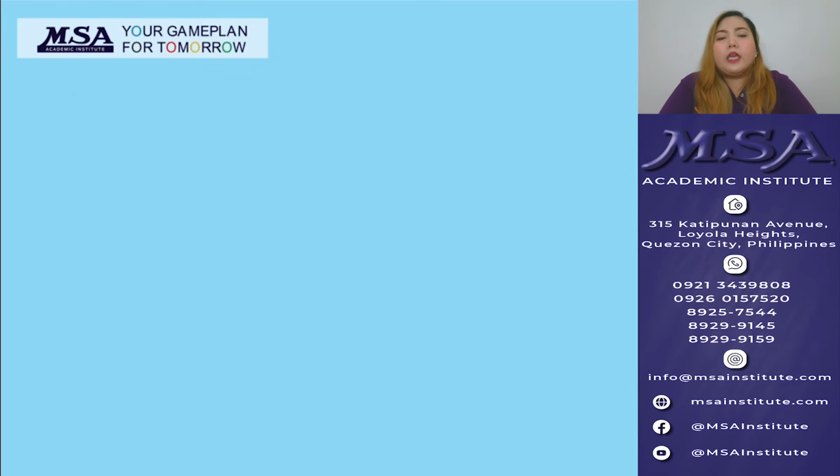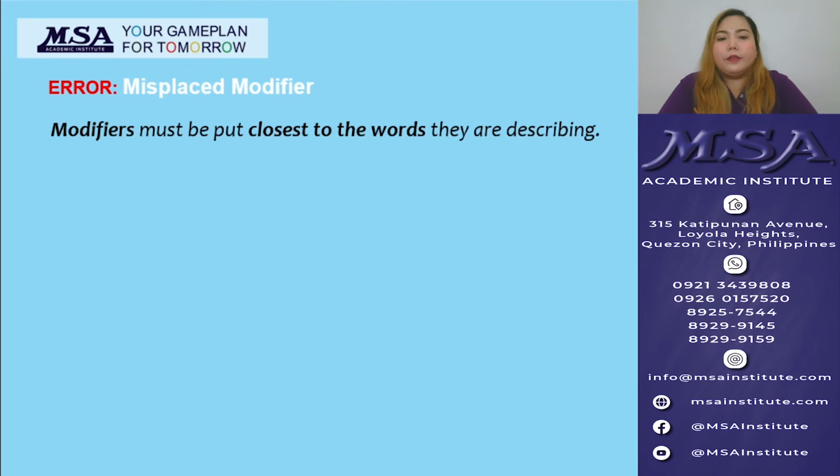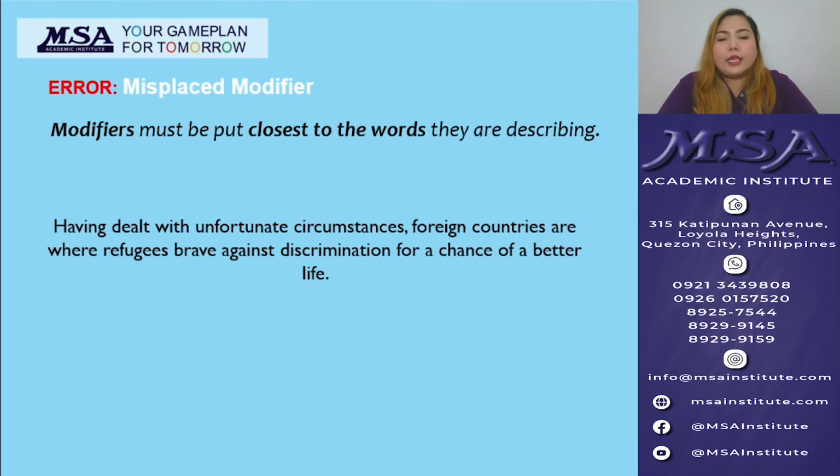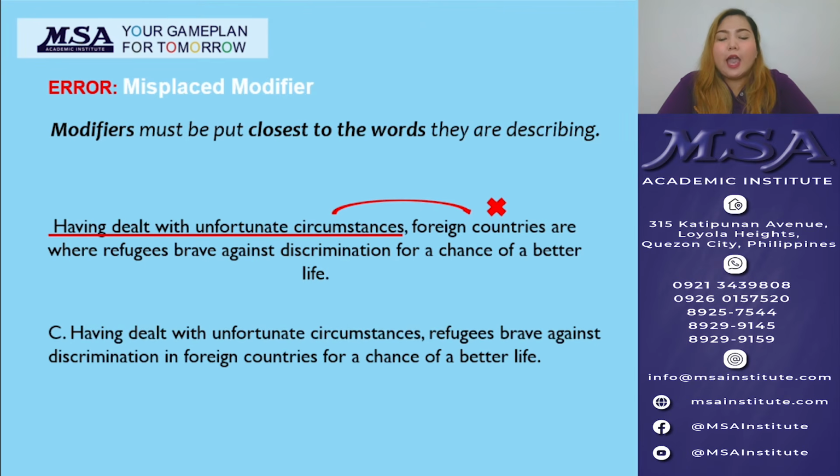Let's see. It's because our error in this sentence is a misplaced modifier. Now, modifiers must be placed closest to the words that they're trying to describe. In the case of our sentence, the modifier there is having dealt with unfortunate circumstances, which cannot modify foreign countries. The best correction for that is to say, having dealt with unfortunate circumstances, the refugees brave against discrimination in foreign countries for a chance of a better life, which is in letter C.